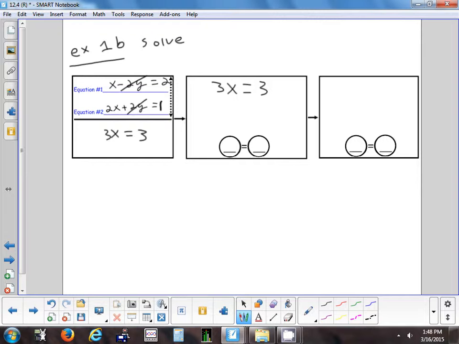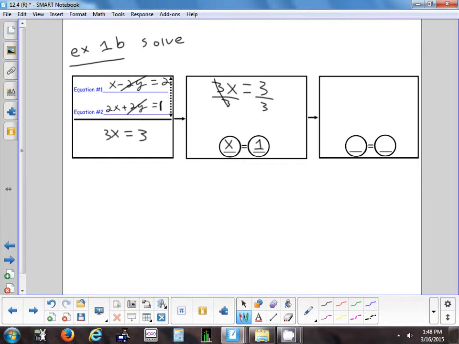Okay, who can tell me what's my next step? What am I going to divide by? Go ahead, Eli. Divide by 3. Ben, what's that going to give me? What equals 1? X. X equals 1. Okay, am I done? No. What do I still need to find? Your y. Still need to find y.